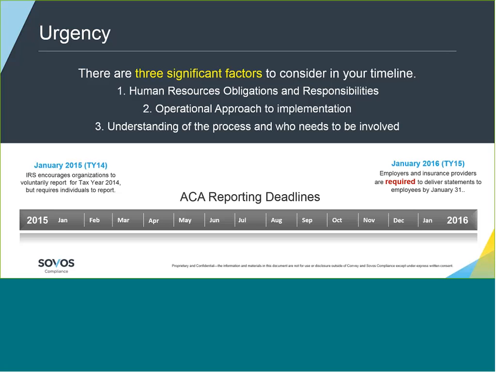Come January 2016, everything is required, with statement deliveries to employees by January 31. Today, we're sitting at the very end of September. Thursday comes the 1st of October, and we're looking at a deadline of about 4 months left to have everything done, compiled, completed, and out to the employees.